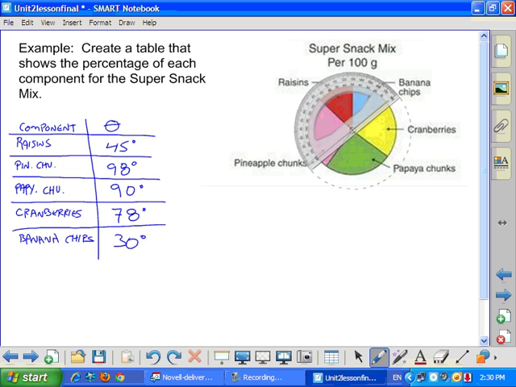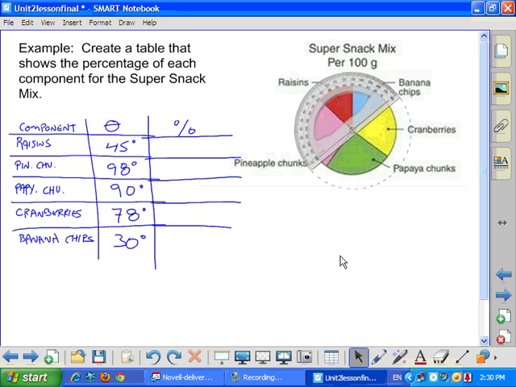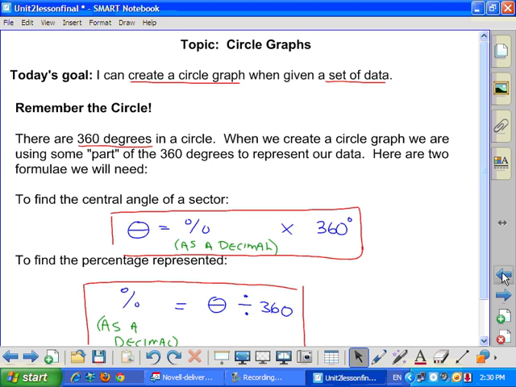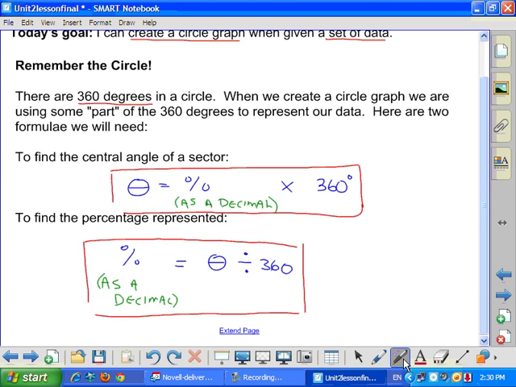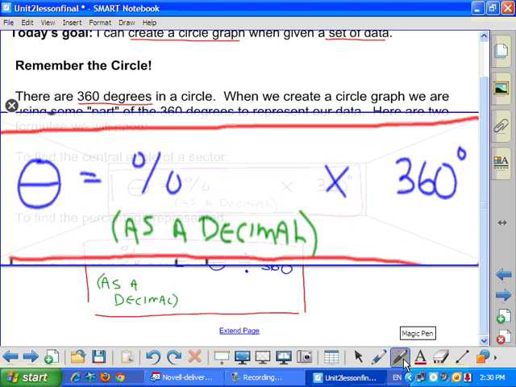All right. So there we go. We have the angles. Now back to your formulas. How do you find percentage? How do you find percent? So percent, I'll go back 2 slides for you. This is what we just did. I did this in the second example. How do you find the angle?